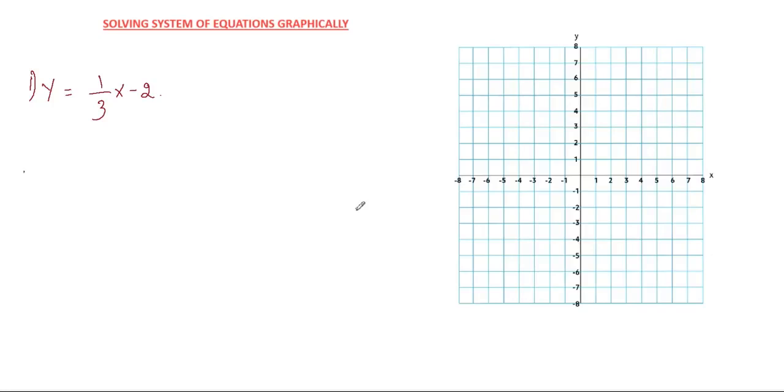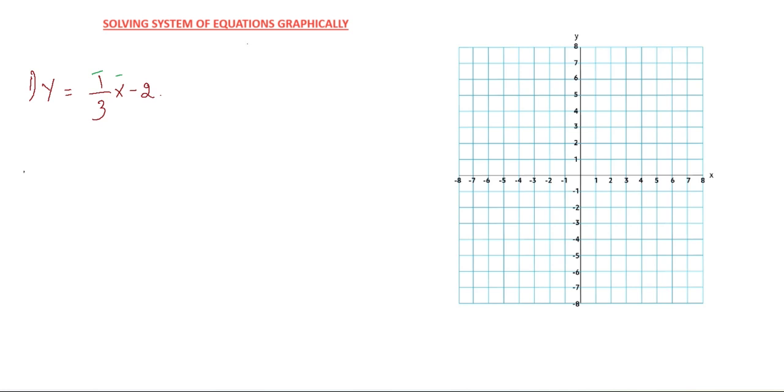Happy learning, dear students. Today we will see how to solve the system of equations graphically. So we are given a question: y is equal to 1/3 x minus 2.